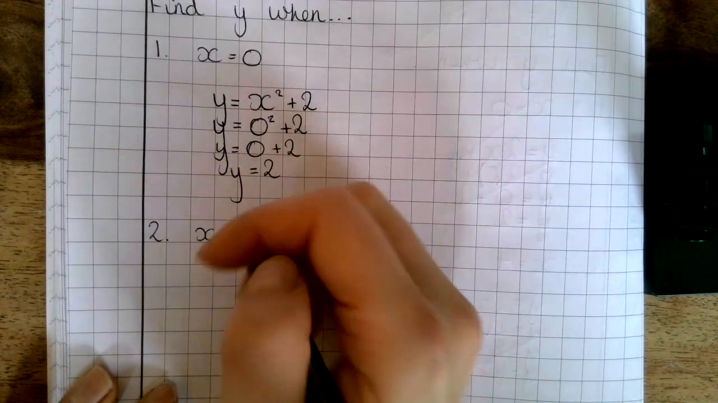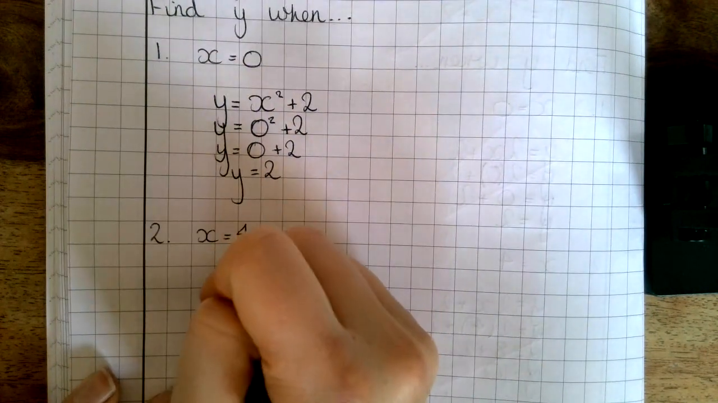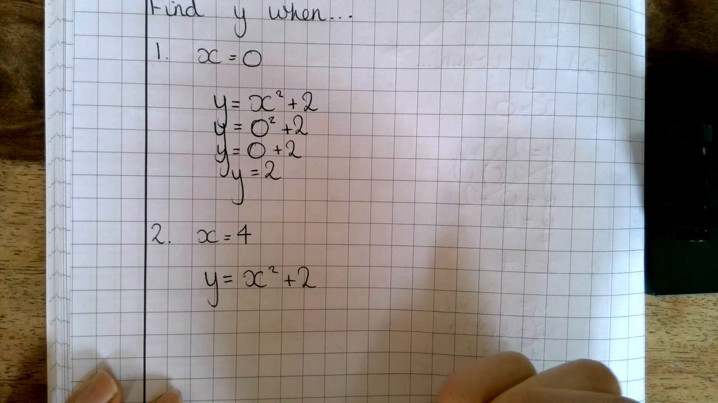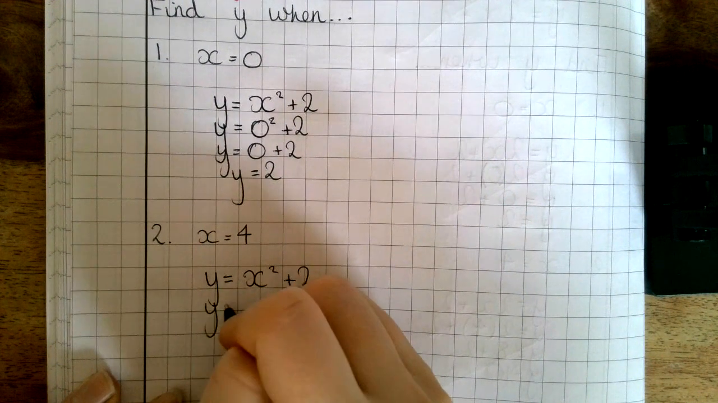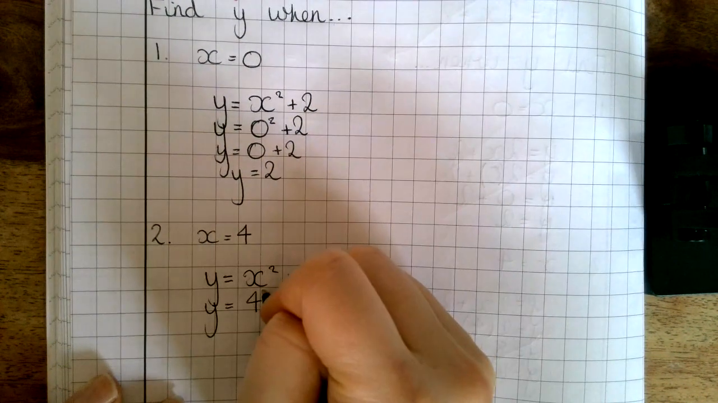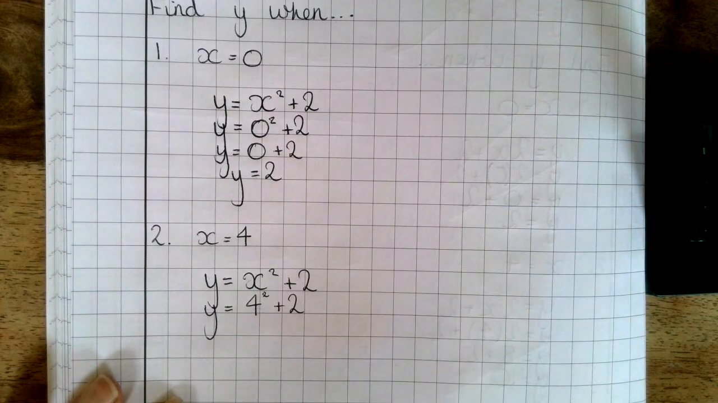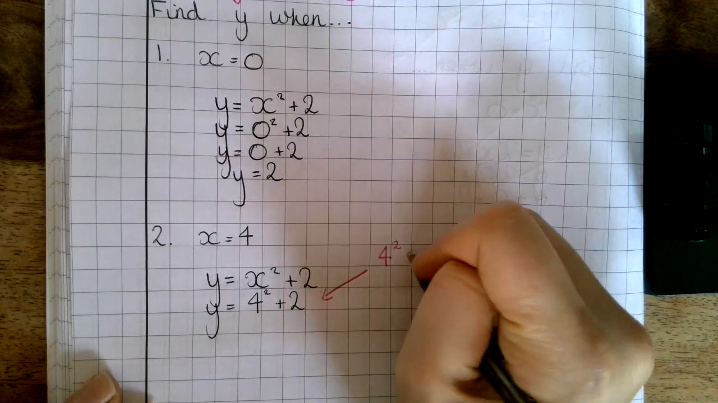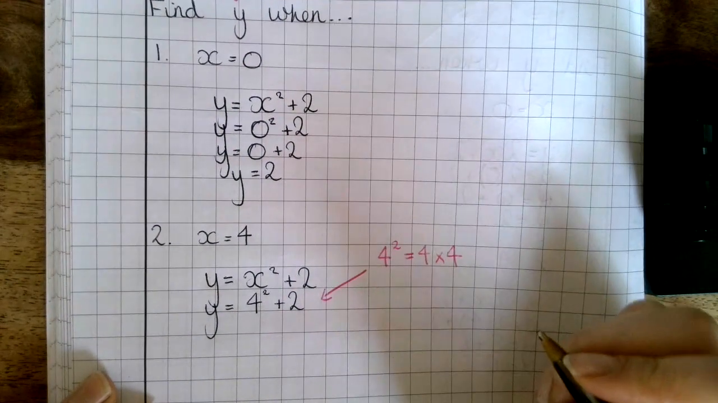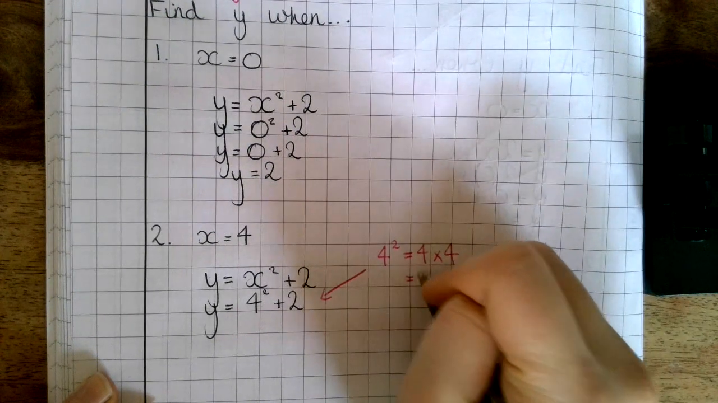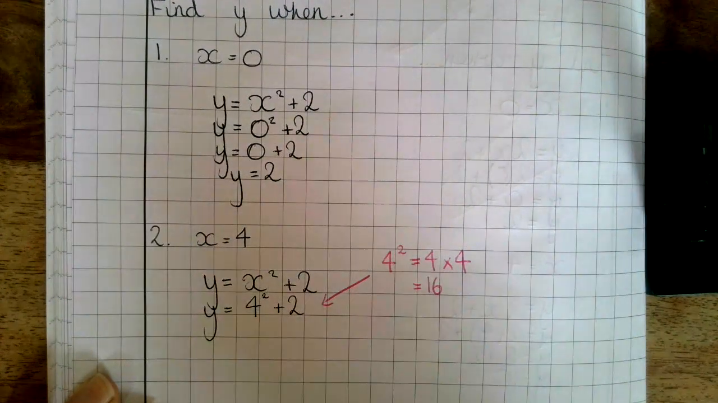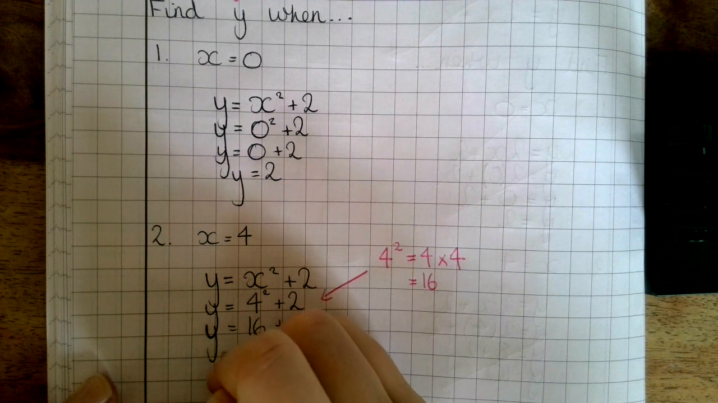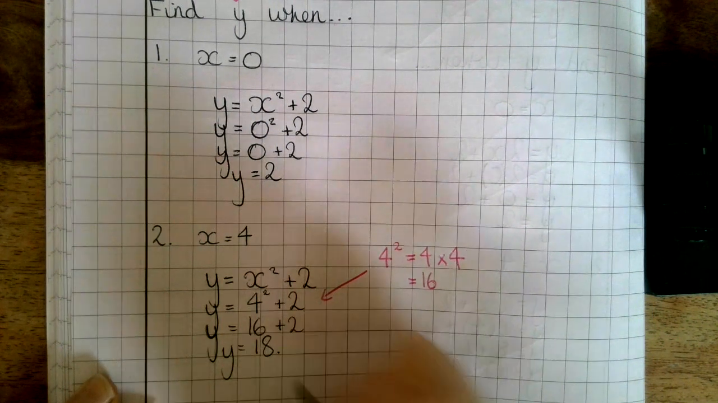And then our final example is to find y when x equals 4. So again, we're doing y equals x squared plus 2. This time, x is equal to 4. So y is equal to 4 squared plus 2. Now remember, I said when we square something, we multiply the number by itself. 4 times 4, that's 16. So we've got y equals 16 plus 2. So y is equal to 18.